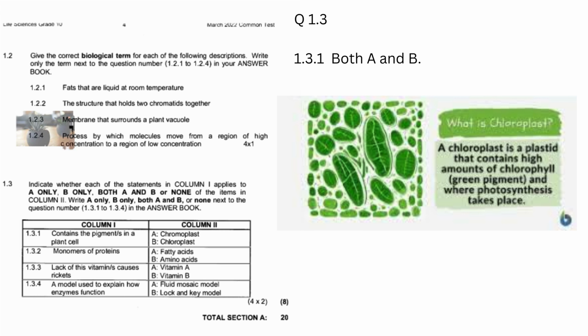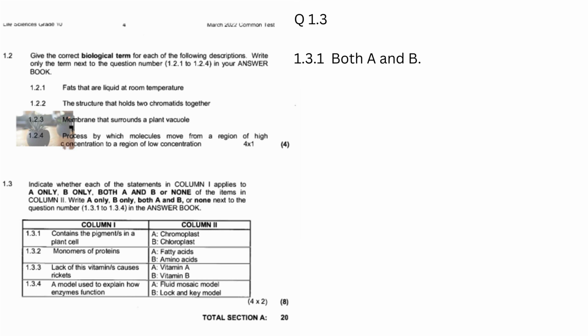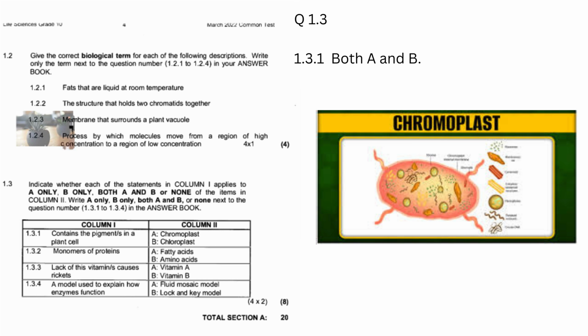Question 1.3.1. Contains the pigments in a plant cell. A. Chromoplast, B. Chloroplast. The answer is both A and B. Now here's why this one is tricky. Most students see chloroplast and immediately think, yes, pigment, chlorophyll, and they stop there. But wait, what about the chromoplast?